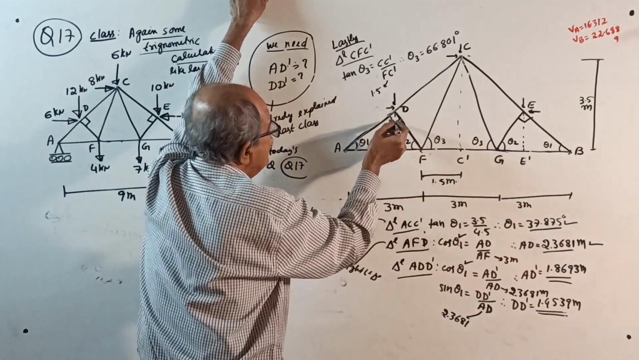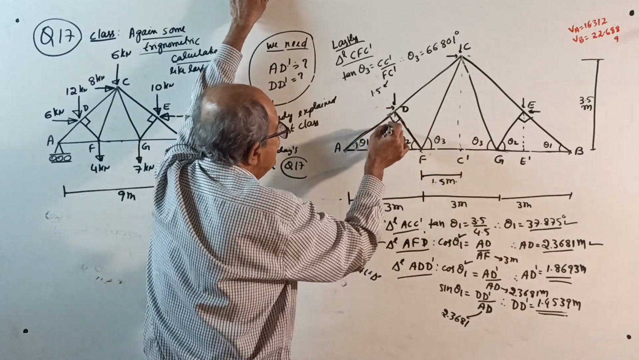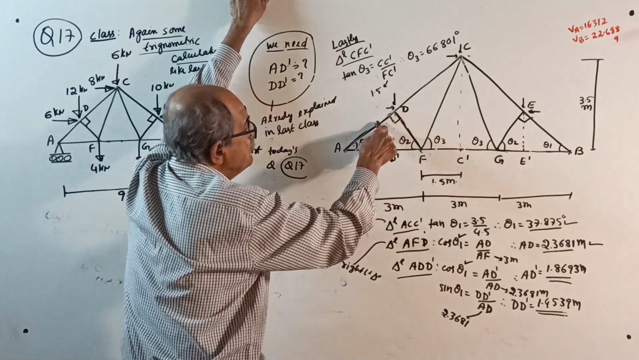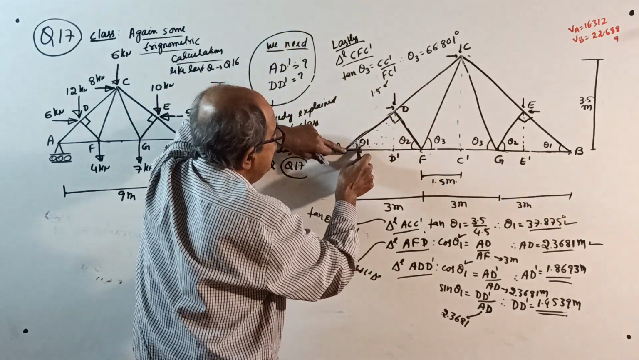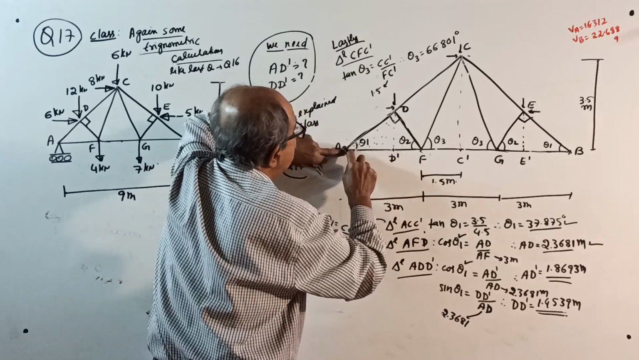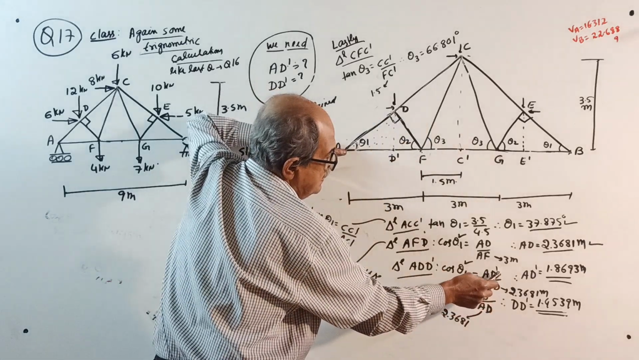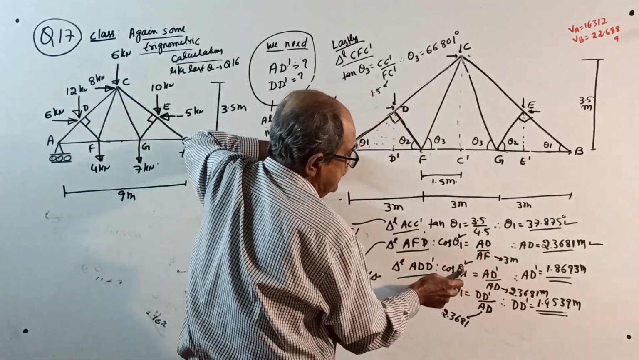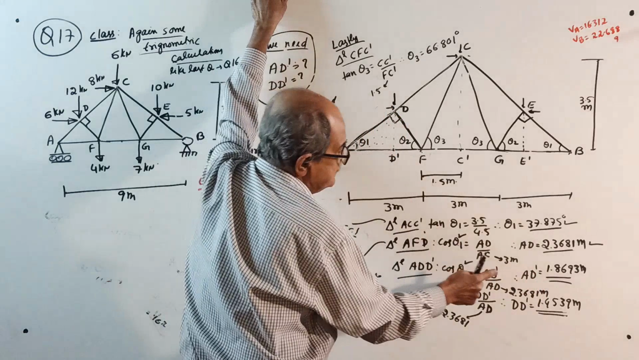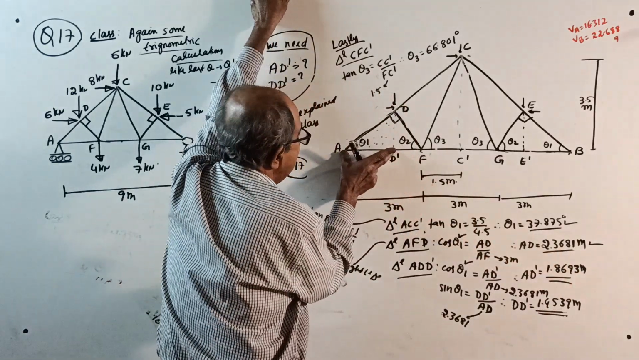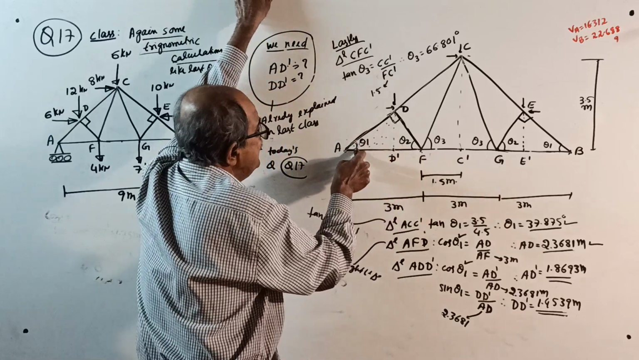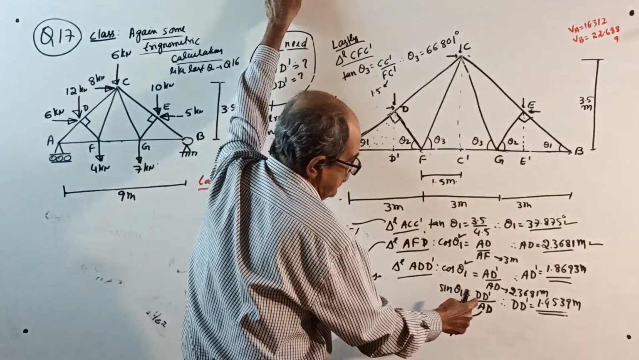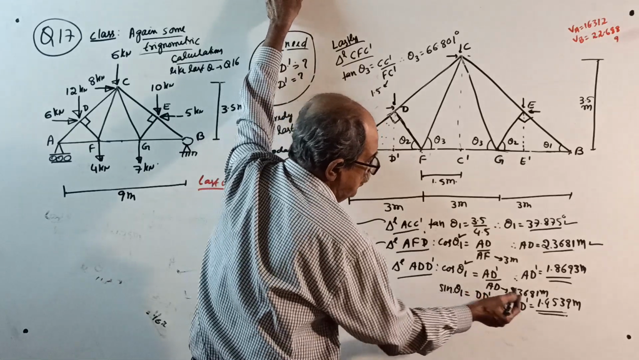Once you get this length, now consider this triangle. Again it is a right angle triangle, but remember in this triangle the right angle is here, so this becomes the hypotenuse. Now write cos theta 1 equals AD dash by AD. AD is just now calculated, 2.3681. Theta 1 is known, so you get AD dash equal to 1.8693. And sin theta 1 equals DD dash divided by AD. AD is known, theta 1 is known, so you get the value of DD dash.